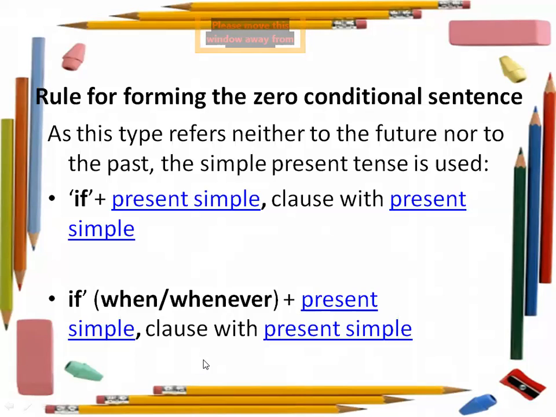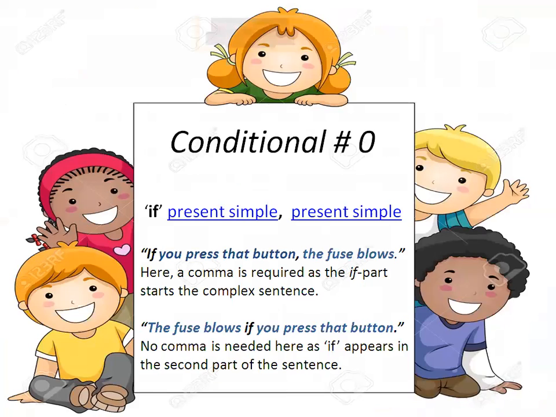Now, the rule for forming the zero conditional sentence: as this type refers neither to the future nor to the past, the simple present tense is used. Only simple present will be used here. No future and no past. We are just talking about present simple. So if plus present simple clause with present simple. You can use if, whenever or when plus present simple clause with present simple. Conditional 0: if present simple, then present simple.